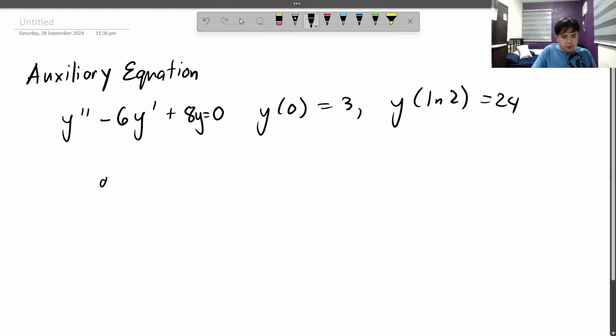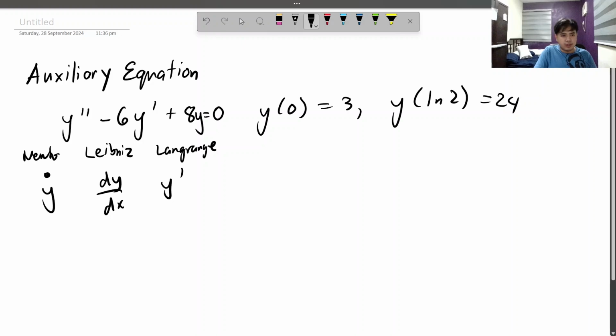So, we know dy over dx and y prime. This dy over dx is actually the Leibniz notation. This is actually the Lagrange notation. And one you may not know is y dot, which is the Newton notation. But one you might not know is this, which is the Eulerian notation. So this means the derivative of y with respect to x.